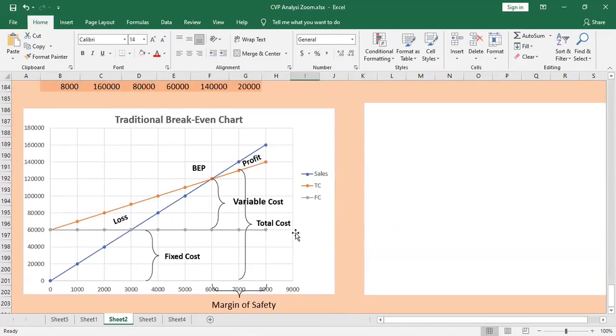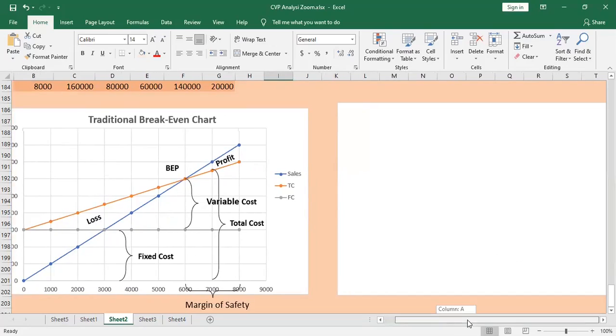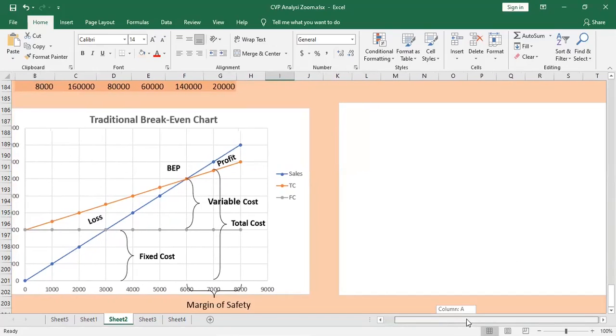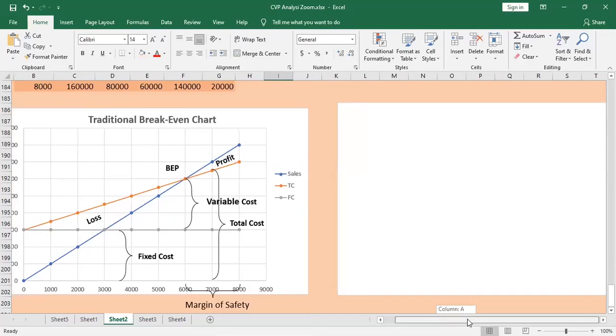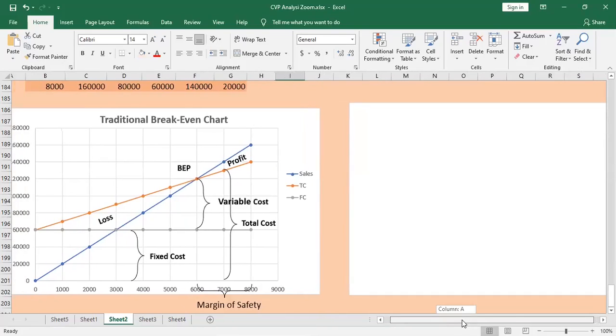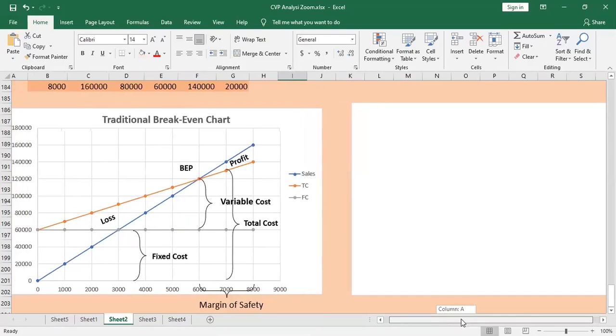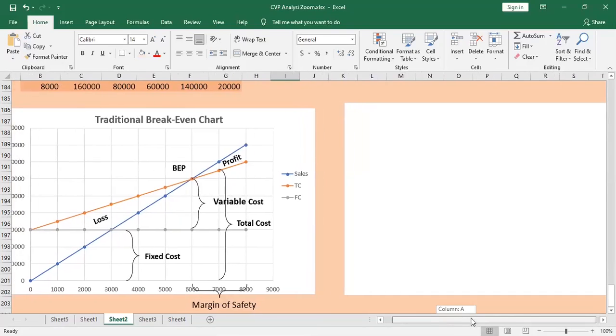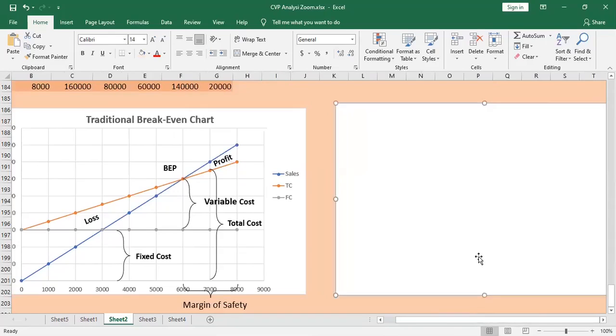So this is more of a traditional break-even type of chart, right? But the only caveat, the only problem with this chart, is that we cannot show the contribution here. How much is the contribution? For that purpose, we will have to go for a contribution chart where we plot sales, total cost, and variable cost. So let me do that here in this space.